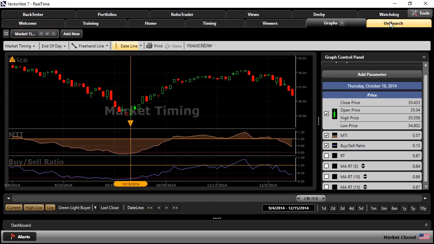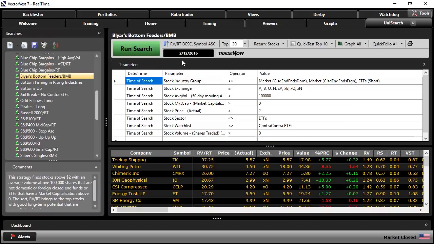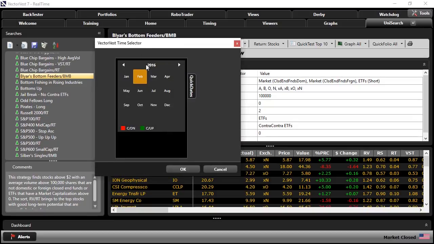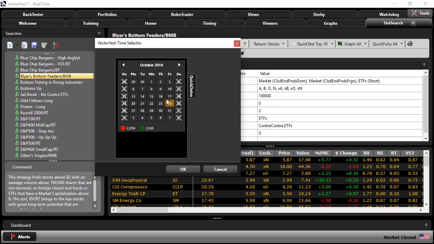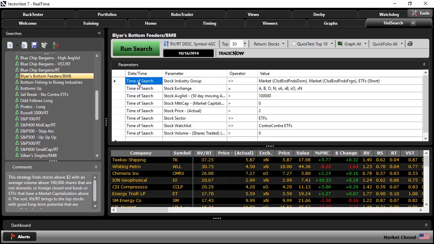Let's go back to Unisearch. Let's go find 10/16 of 2014. Bring over my trusty calendar. Let's go back to 2014. Let's go to October. And let's go to the 16th. That was the explosive day. Let's run the search. This time I want to run a different search. Let's go look at bottoms up.